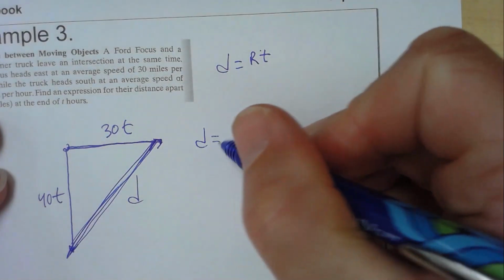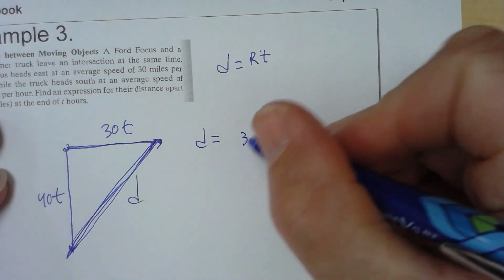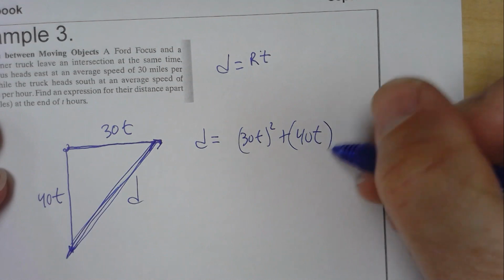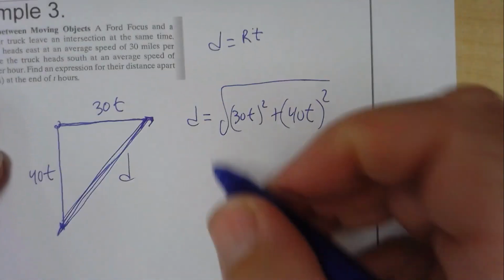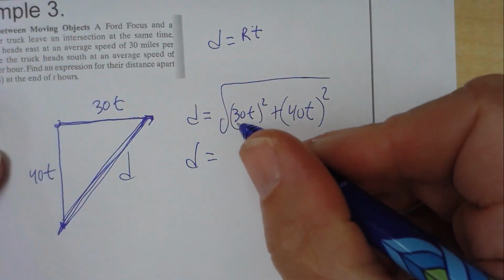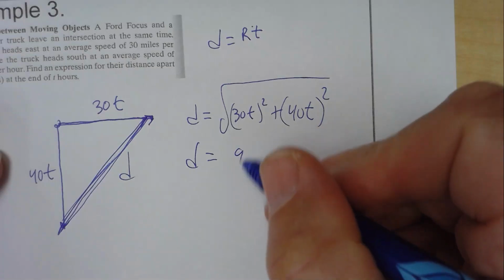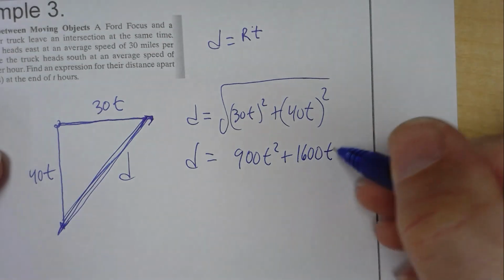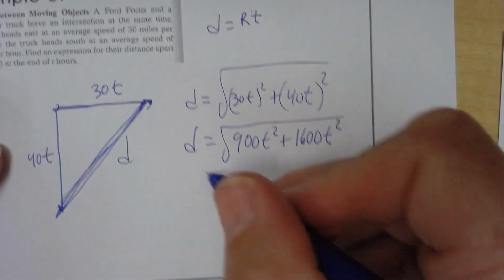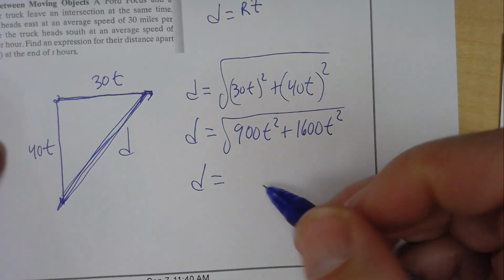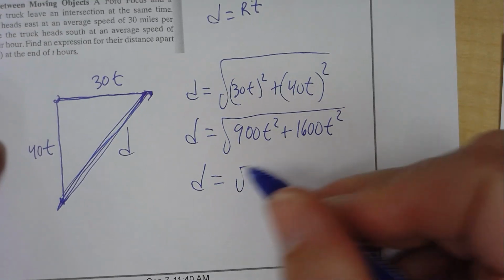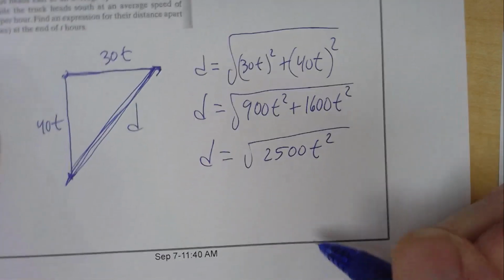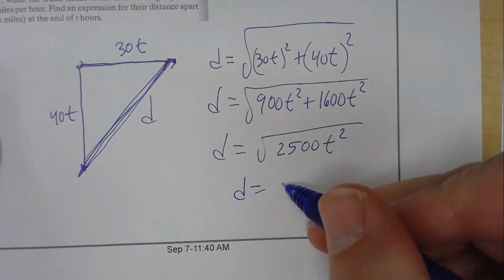Okay, so distance is this side squared, so it's 30t squared plus 40t squared. Take the square root. So D is the square root of 900 t squared and 1600 t squared. Put those together. So then this would be 2500 t squared, putting together our like terms. So then the distance is 50t.